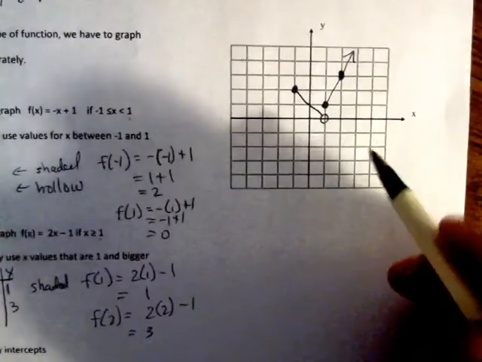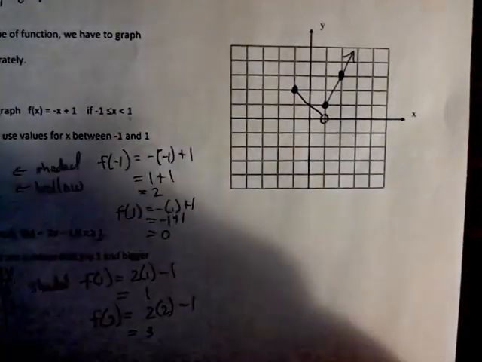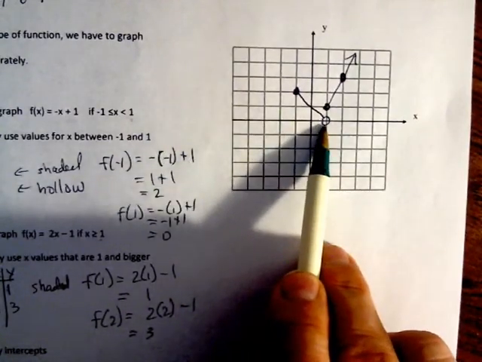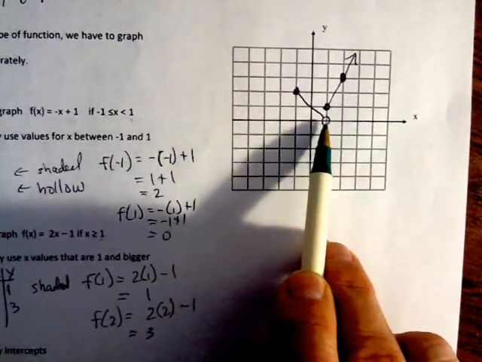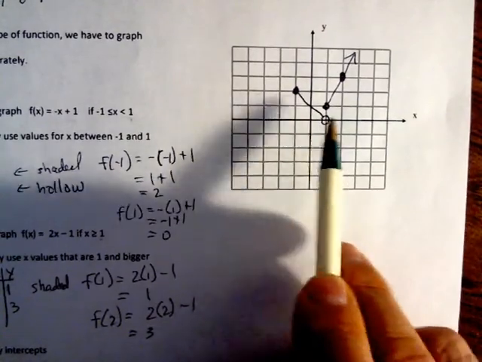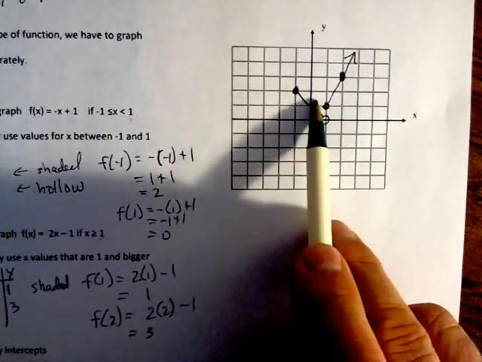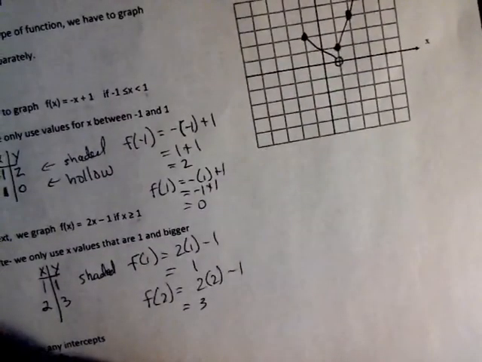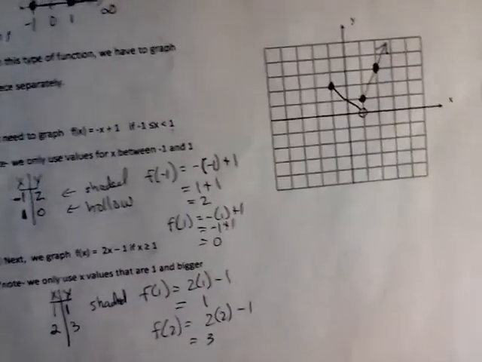All right. Part D, locate any intercepts. Well, we have a point down here, but it's not shaded. So this is not an intercept. So in this case, the only intercept we have is a y-intercept of 0, 1. That's the only one we have.